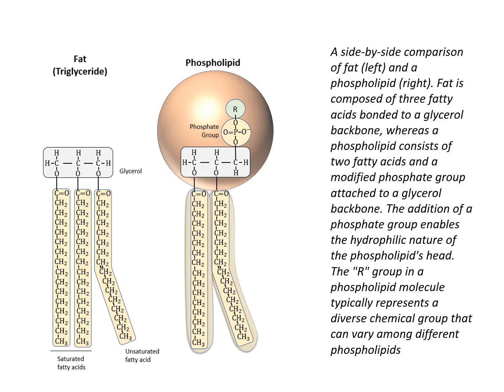This phosphate group is what gives the phospholipid its hydrophilic head, allowing it to interact with water, unlike the fatty acid tails, which remain hydrophobic. The R group attached to the phosphate is a variable chemical group that can differ between types of phospholipids, often influencing membrane function or signaling.